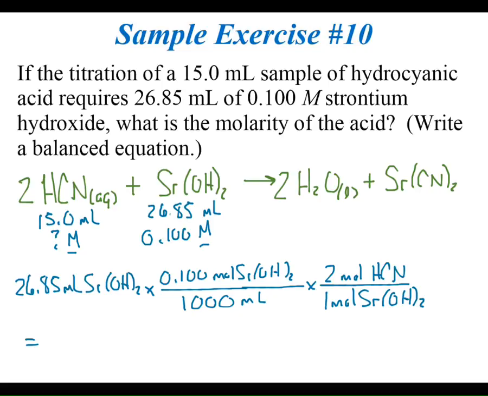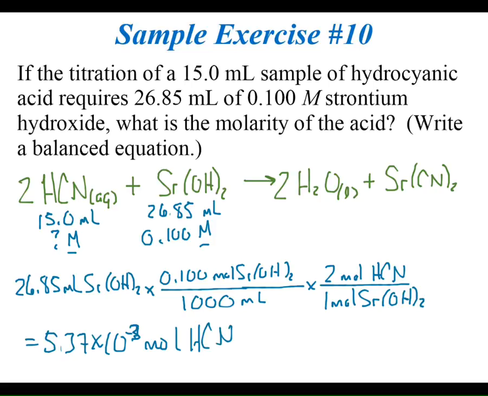So we are out of time. I'm going to punch it in super quick. 26.85. 5.37 times 10 to the negative third. Is that what you got? 5.37. Okay, that's the moles of HCN.